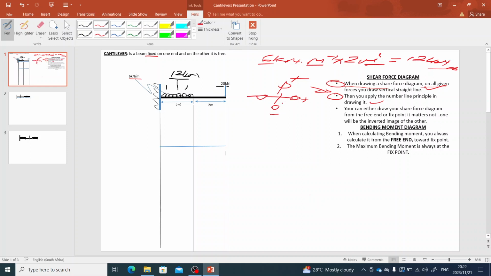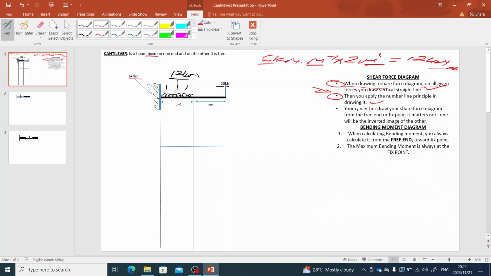Now, when you take your number line principle, you know that going up, you are having positive values. Going down, you are having what? Negative values. Going towards east, positive values. Going towards west, negative values. That is why I like to emphasize the number line principle, because we all know it. We did it from elementary school. Now, that's what we will be applying to draw what?